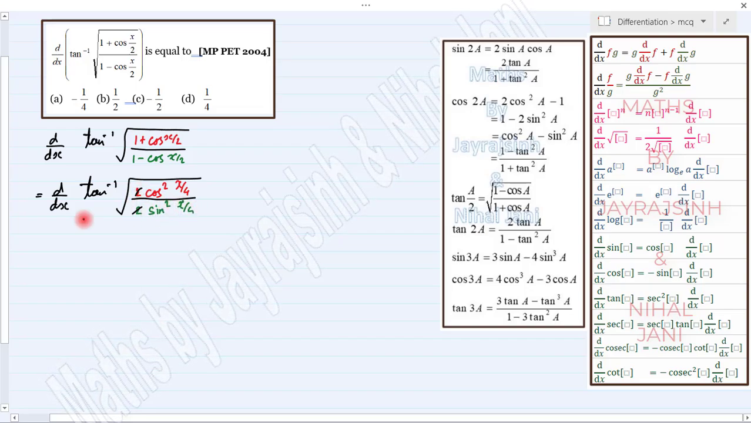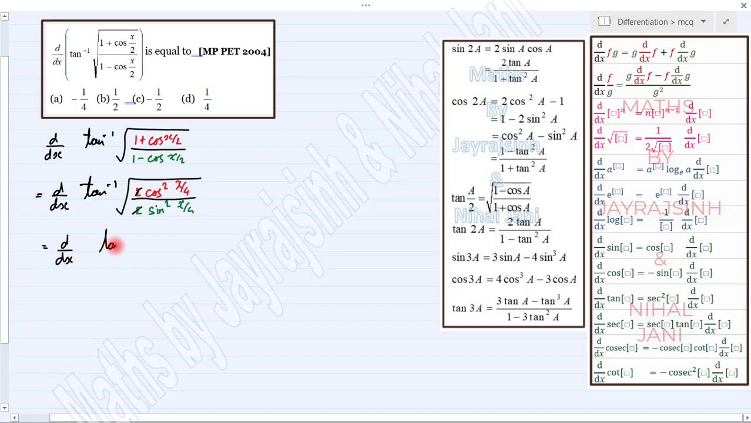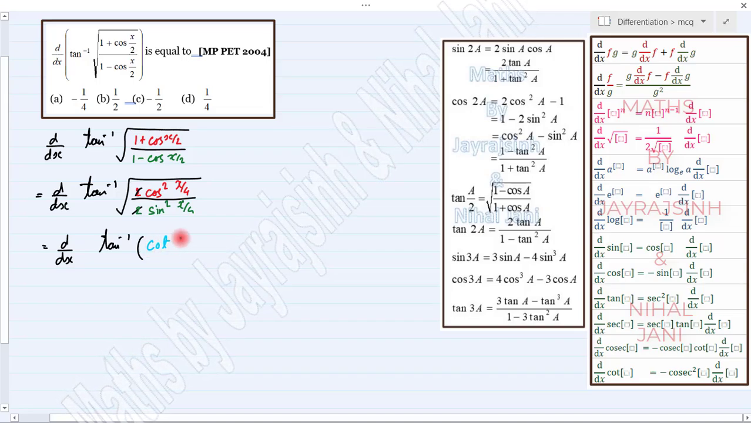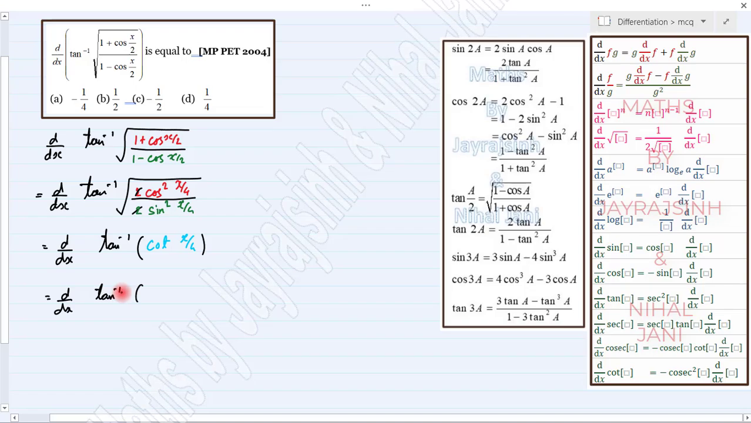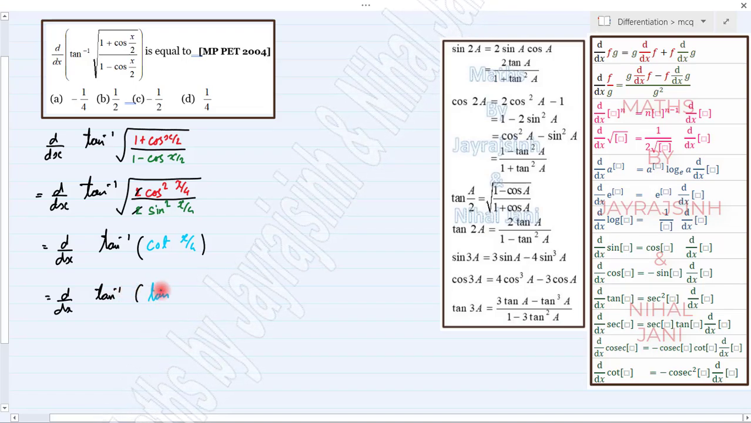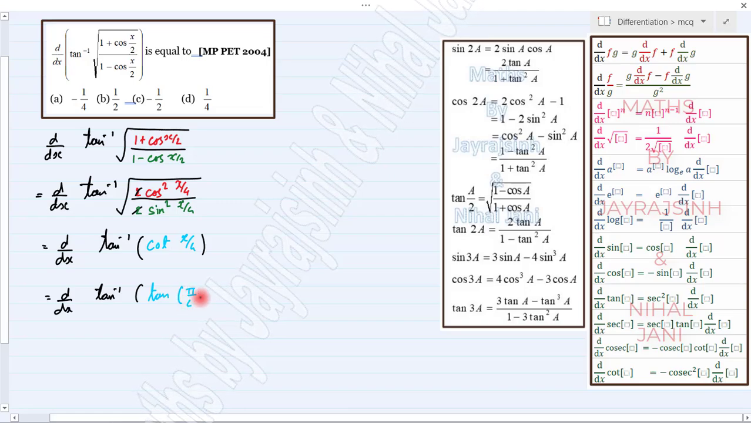So this 2 will cancel out and we will get d by dx of tan inverse of cos by sine, or we can say cot x by 4. Tan inverse is our outer function, so we should convert cot in terms of tan. So cot x by 4 can be rewritten as tan of pi by 2 minus x by 4.